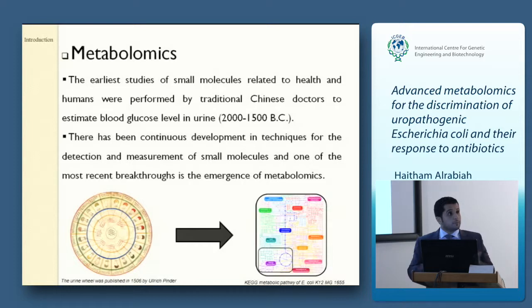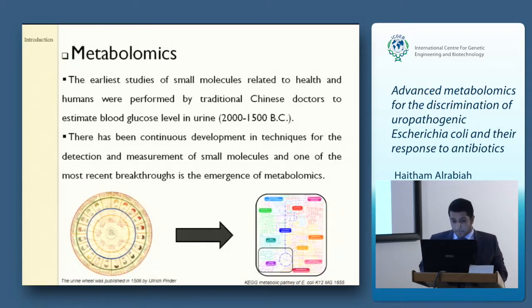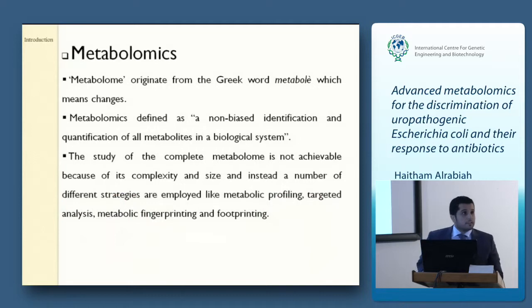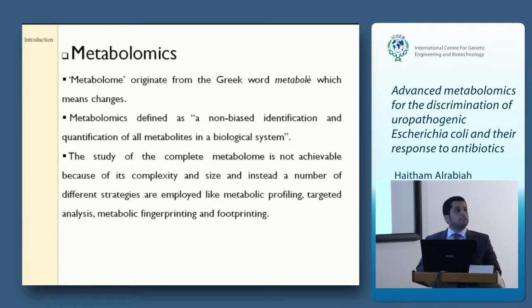And across the whole spectrum of such development, one of the most recent breakthroughs is the emergence of metabolomics. It's a complex science that covers several different disciplines: analytical organic chemistry, bioinformatics and chemometrics, and bioscience. It's derived from metabolism, which originates from a Greek word, metabol, which means changes. Now, there are many definitions for metabolomics, and when you go to the review papers you'll find several terms, but let's stick to metabolomics.